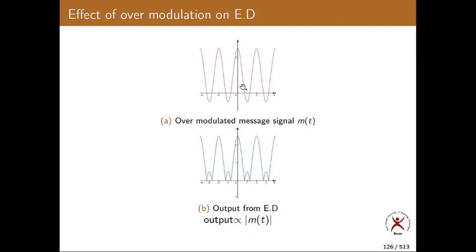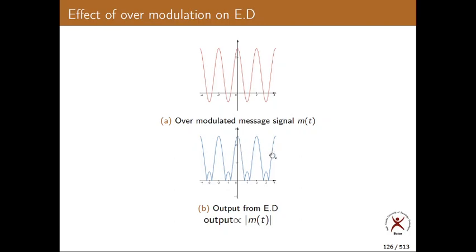If you observe these two, what is this? It is the mod of m of t, or otherwise, the mod of the envelope. This is the output of the ED if and only if you apply an over modulated signal. So this is not the perfect recovery, correct? You are not recovering exactly your message signal.